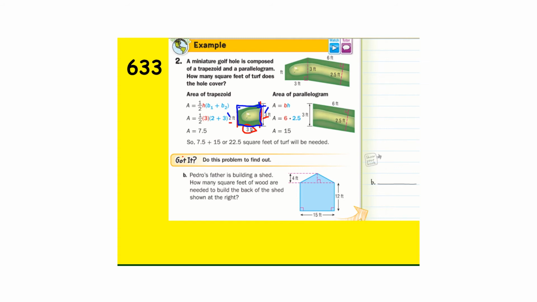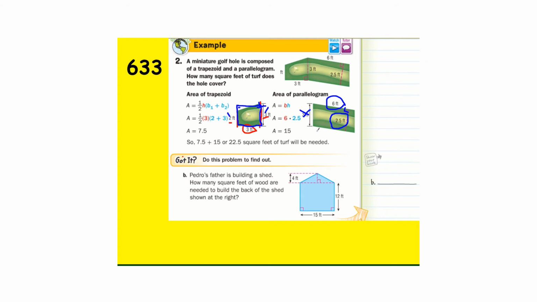Okay. Then we have a parallelogram. Parallelogram is just base times height. Now the height, you have to make sure that you're using the actual height. The base and the height always form a 90-degree angle. That's why we have this 90-degree angle right here. This is not the height. This is nothing, okay? Nothing necessary for the problem of finding area.